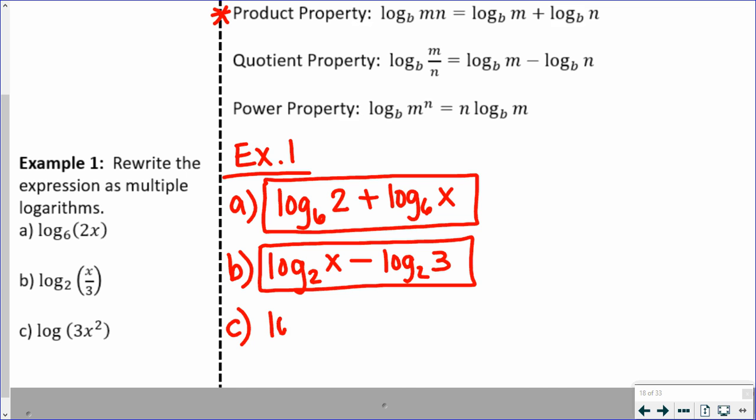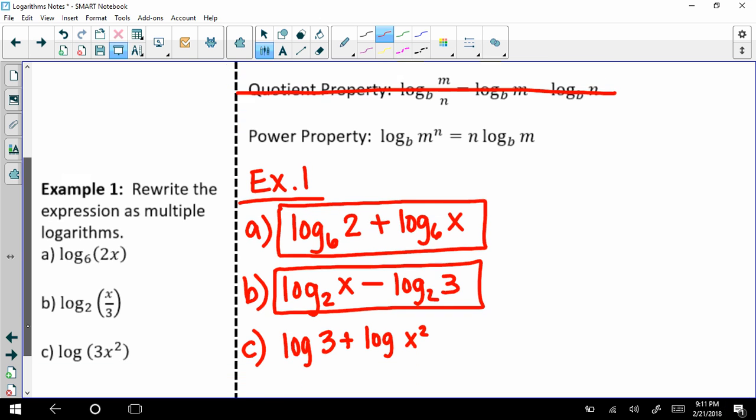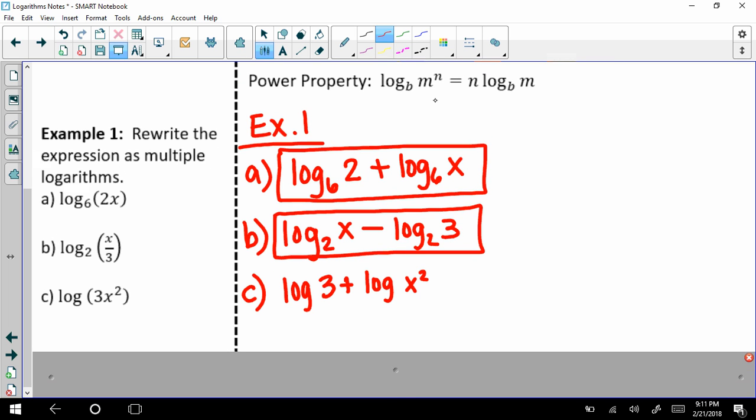So that would be log of the first thing, 3, and then plus log of the second thing, x squared. So this is what I have so far. I just used that one. There's no division, so I'm not going to use that one. But I am going to use this last one, because notice we have this x squared here, and we don't like to have powers inside a log.